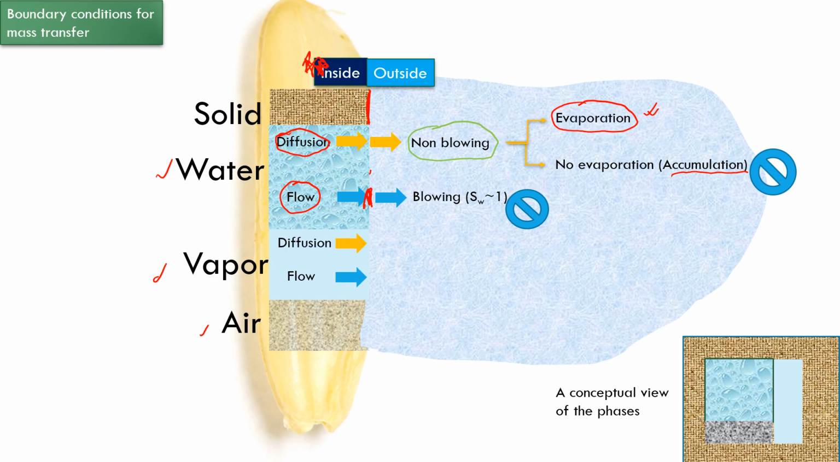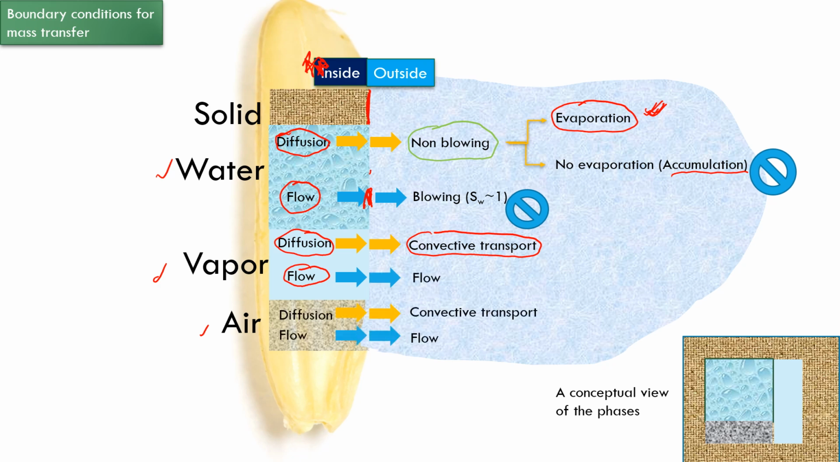Likewise, for vapor, it reaches the surface by molecular diffusion and by flow, and then outside you have convective transport, just like we talked about after evaporation for liquid. And then for vapor, we also have the flow, which would be stuff being blown away.